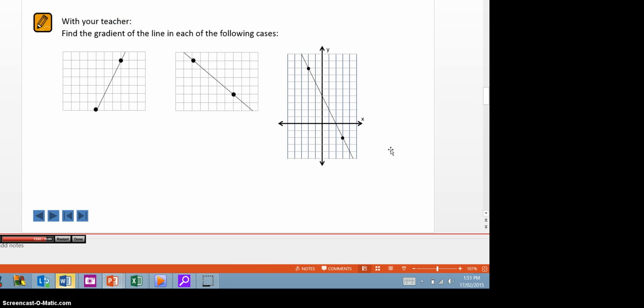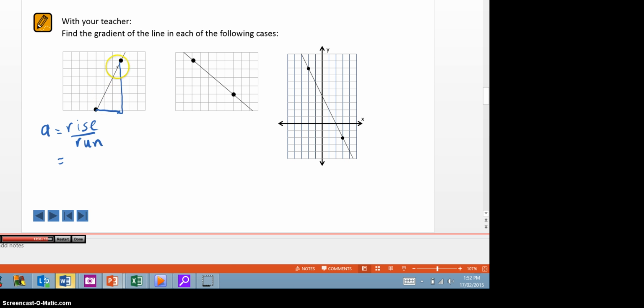So for all of these, we're going to use our rise over run method. Okay, so in the past you may have used the symbol m for gradient. We're going to use the symbol m for gradient from now on. So rise over run. Okay, so how do we work out what our rise is? Our rise is our vertical distance. So the way that you work that out is draw a small triangle.